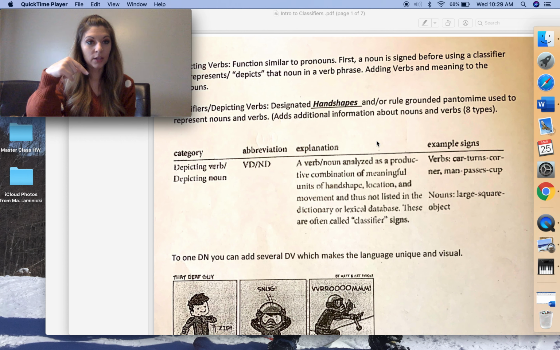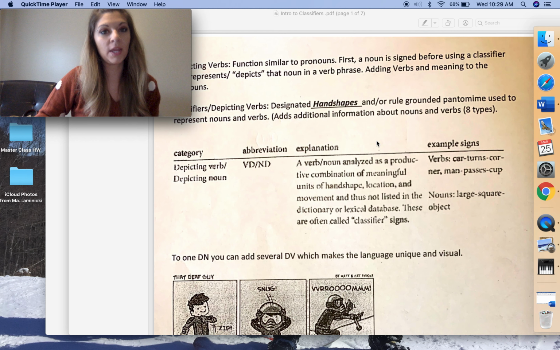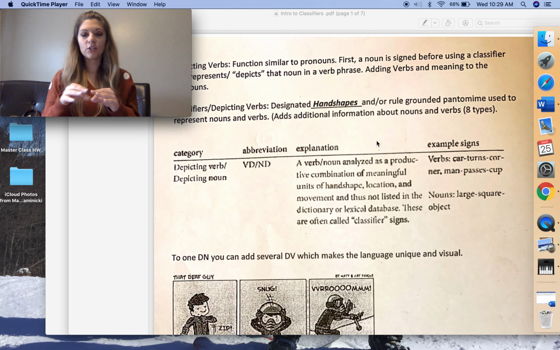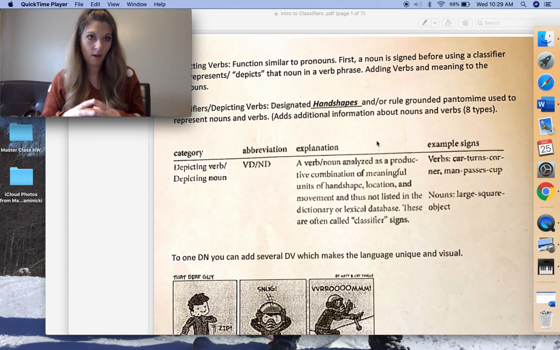Recently, I had gone to Gallaudet University, and I was talking to some of the people in the linguistics department, and we were talking about classifiers, and that classifiers and their definition wasn't enough in order for it to fit into all the linguistic definitions and make the most sense.